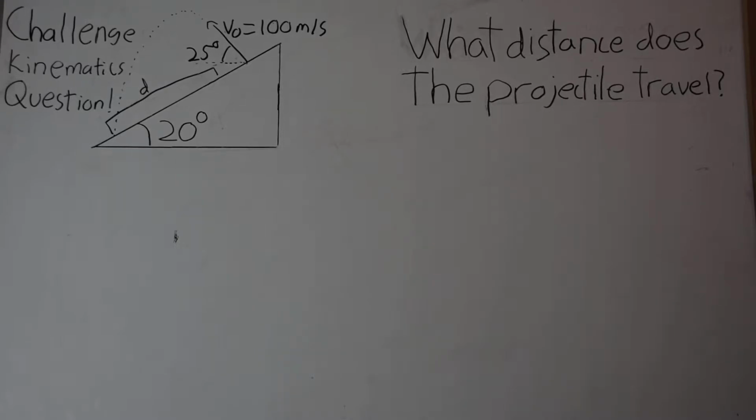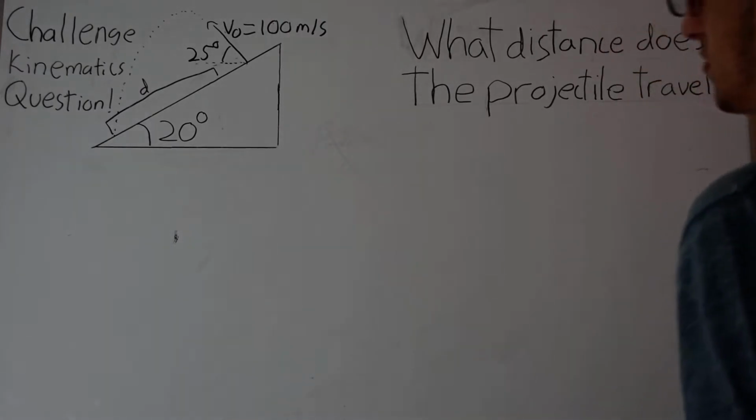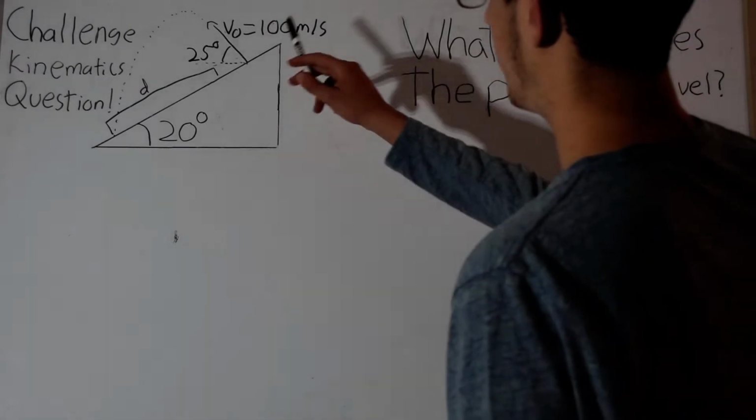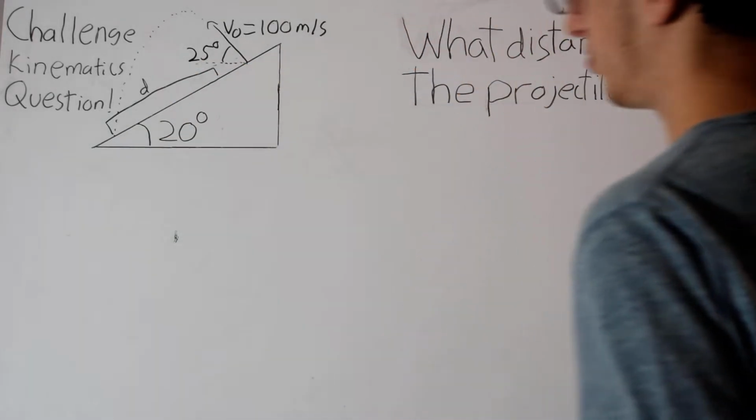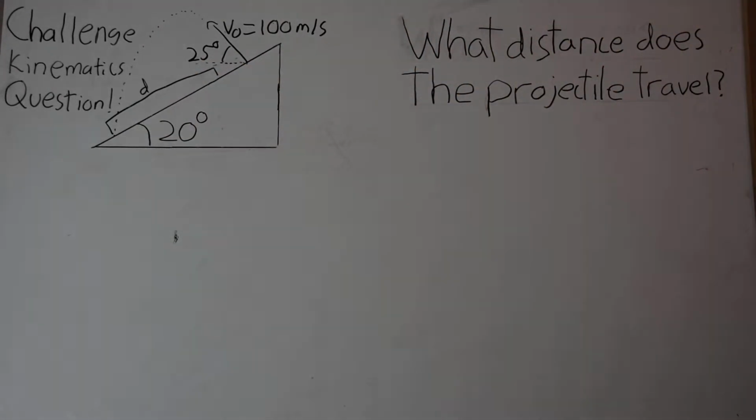And this question is, what distance does a projectile travel when we know the initial velocity of the projectile, we know the angle that the projectile is being launched at, and we know that it's being launched on some ramp. And we know the angle of that ramp as well. And for the purposes of this question, we can assume that the ball or the projectile lands on the ramp as well. Okay, so try to pause this video and solve this challenge question for yourself, and then come back when you're finished.